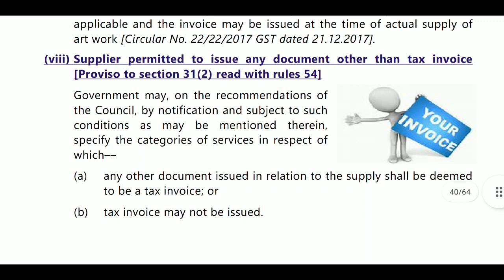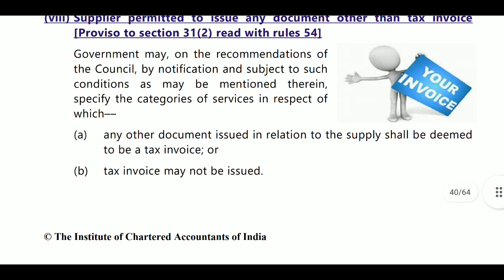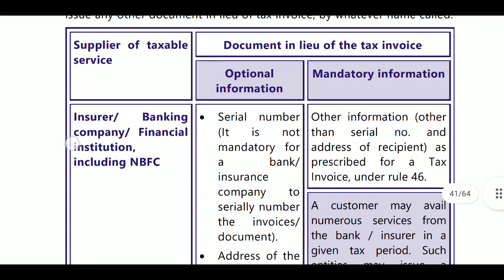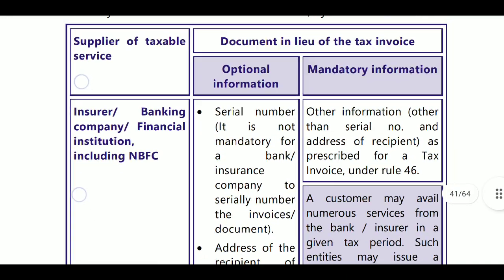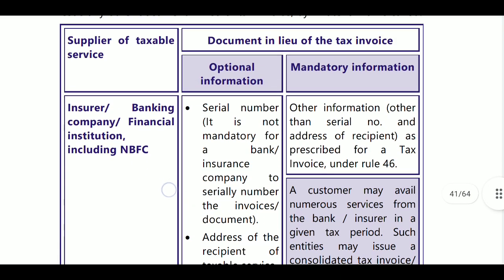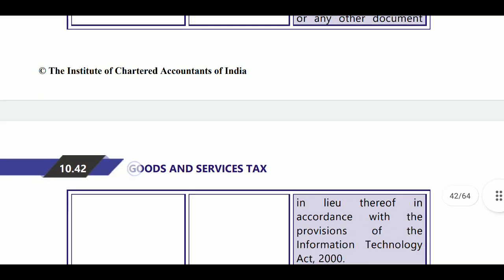Next, a supplier is permitted to issue documents other than a tax invoice. Any other document issued in respect of the supply shall be deemed to be a tax invoice only. A tax invoice may not be issued. Next, suppliers of taxable services, where insurance, banking, financial institutions including NBFCs. Some information is optional, some is mandatory in the tax invoice document. It is not much important.